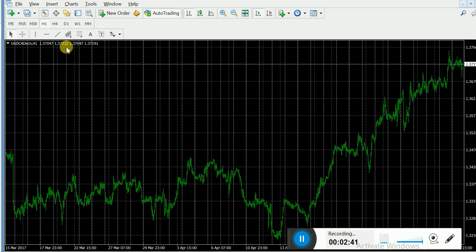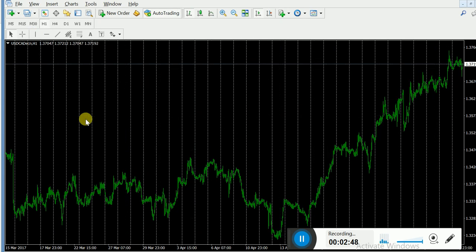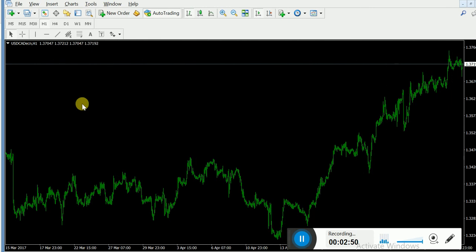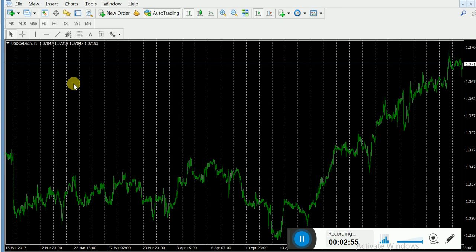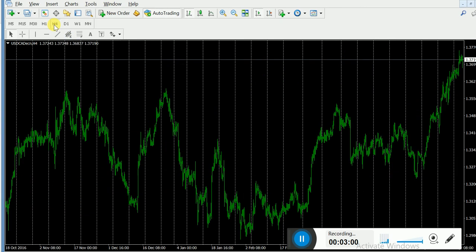to get that established. But let's go ahead and quickly press Control G, that removes the grid. Control Y, that removes the day separators. It's going to separate the days on the hour and everything below. It's going to separate weeks on the daily and the H4. H4 and daily are going to show you weeks. Weekly and monthly are going to show you the year.